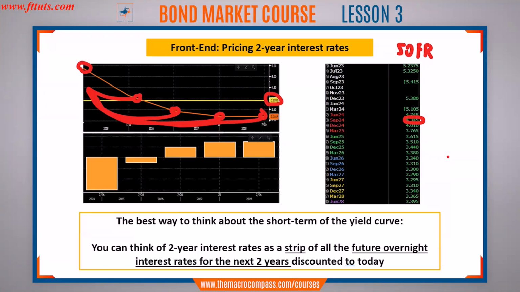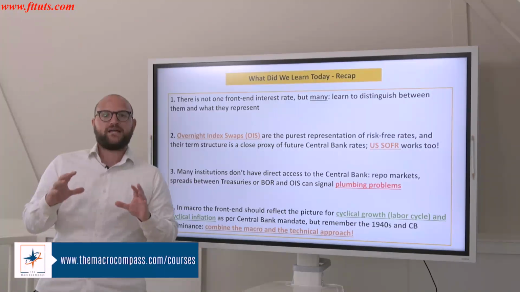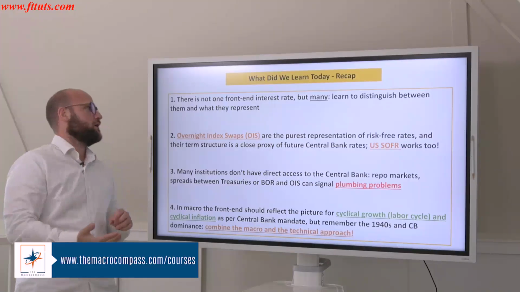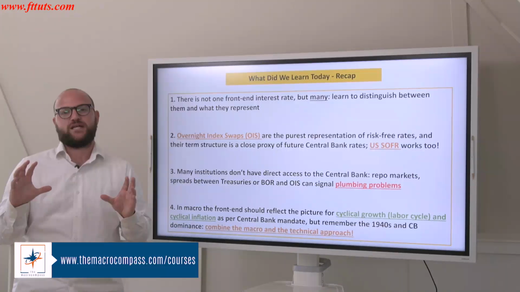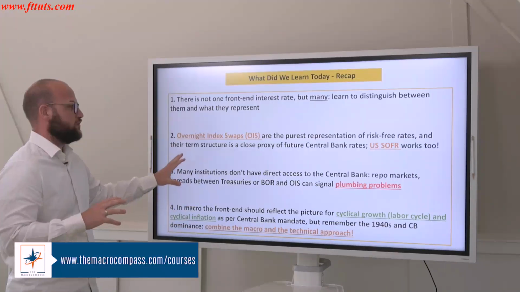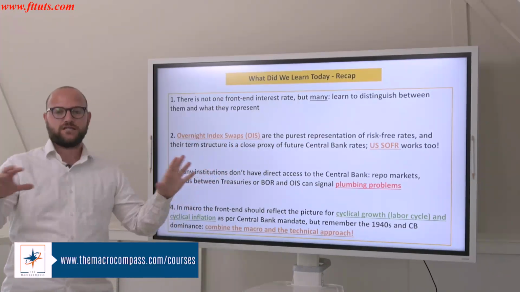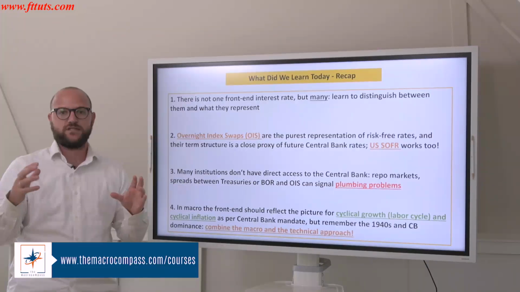Now, time to recap all over again what we learned in this lesson, which covered the front end of the bond market. So guys, the front end of the bond market can be a complex animal. There is not one front-end interest rate, there are many. We have to learn to distinguish between them and what they represent. The most important rate you're interested in is the central bank rate over time. That's the purest form of risk-free rate in our monetary system.